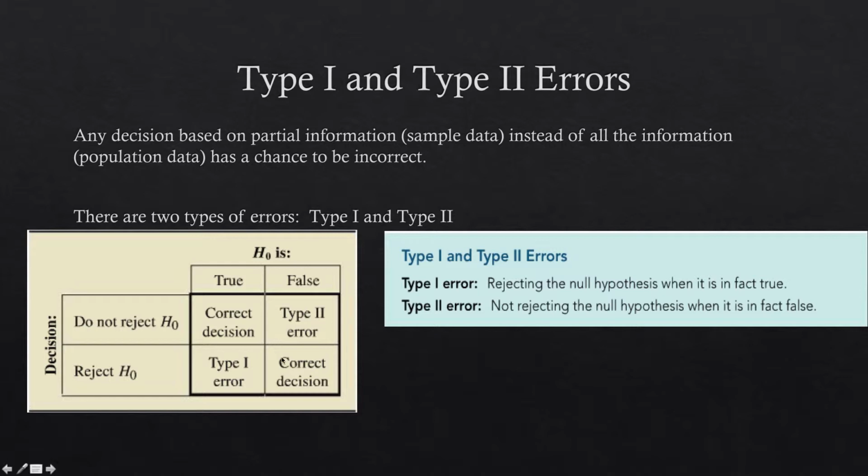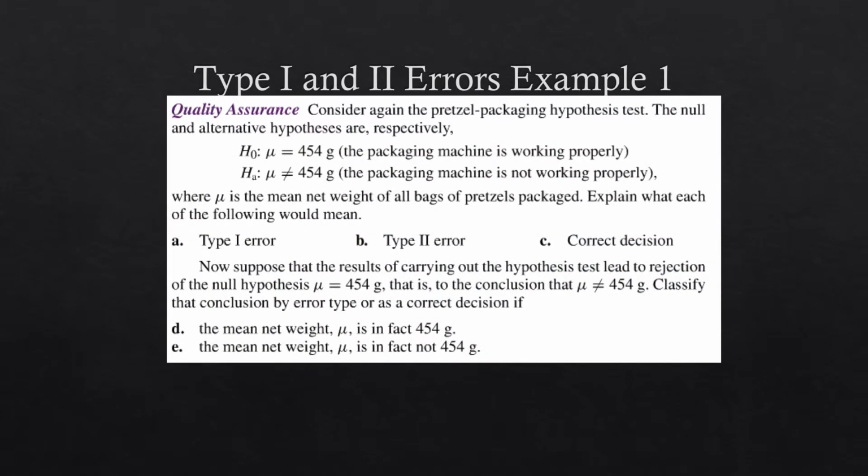So, for instance, if you look at our little table here, if the null is true and we don't reject it, that's a correct decision. If the null is true and we reject the null, that's the type 1 error. If the null is false and we don't reject it, well, that's what we call a type 2 error. But if the null is false and we do reject it, that's a correct decision. Okay? So keep that in mind. Type 1, type 2 errors.